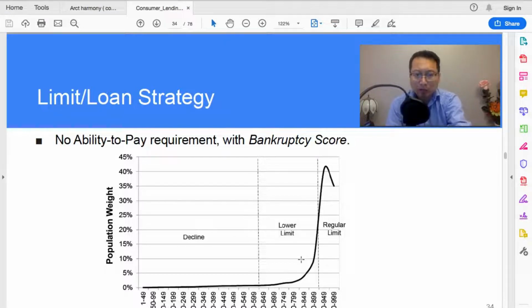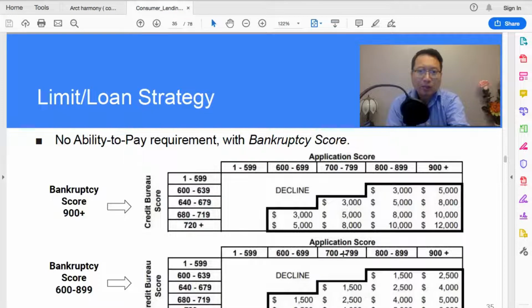For the rest, they have a score below 900 but above 600. So they have some bankruptcy risk, but not big enough for me to decline you. But to manage my risk, I only want to give you a lower limit compared with the regular limit. Okay, so with that, let's look at the limit assignment table right now.